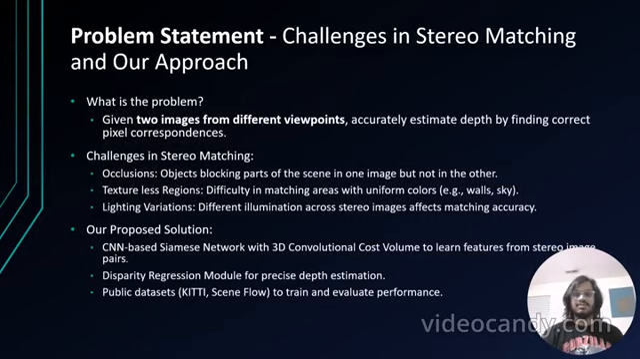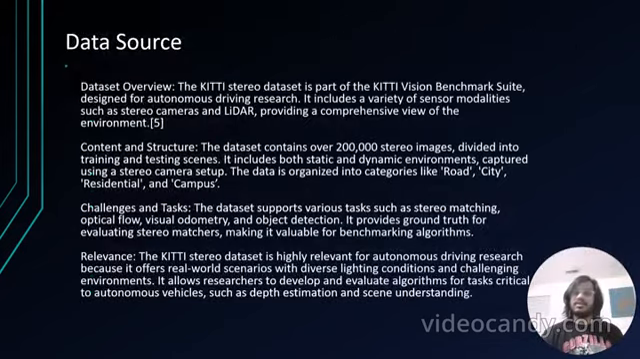Now, the problem statement is you have two images captured from two cameras simultaneously, and given a pixel in the first image, you're trying to find its depth using the second image. So our proposed solution is a convolutional neural network. And as for the data source, it's the Kitty stereo dataset, which is part of the Kitty Vision Benchmark suite, which is designed for autonomous driving. So it is very suitable for our problem statement.